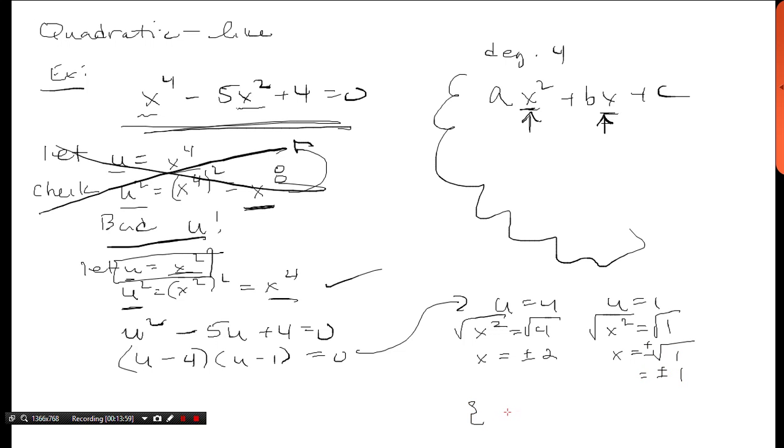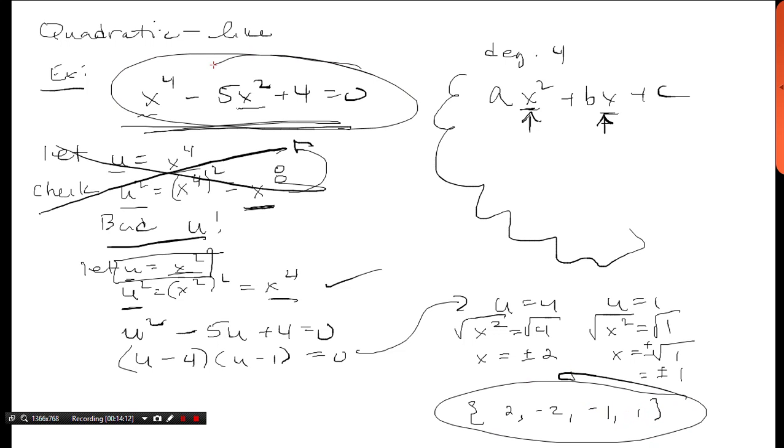Should you check them all? Absolutely, because sometimes they will not work. In this case, they do, and in the interest of time in the video, I'm not going to check them right now. You could do that on your own. Okay, quadratic-like solution, and check this out: 4 solutions, degree 4. Isn't that beautiful?